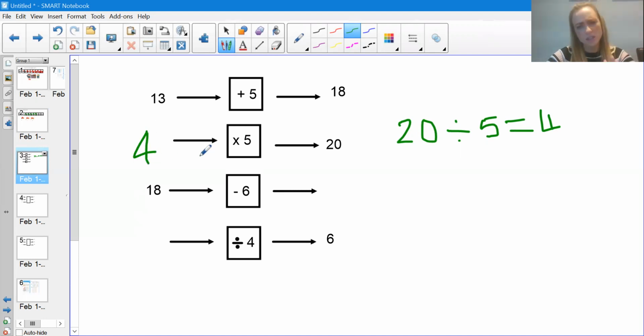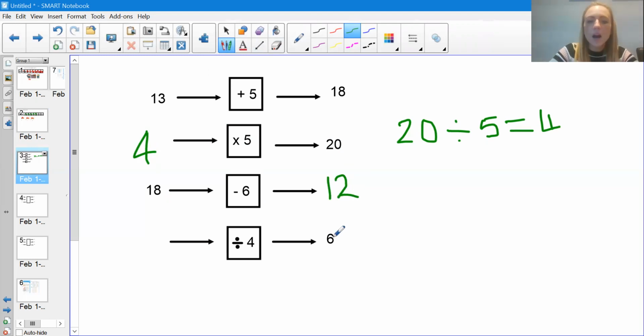And now I would like to just double check it just to make sure. 4 times 5 is 20. 18 take away 6 is what? So we have to count back from 18, and 18 take away 6 will get you 12.